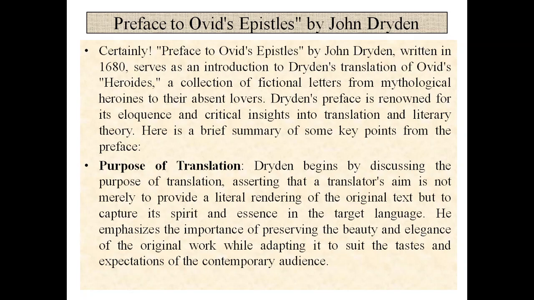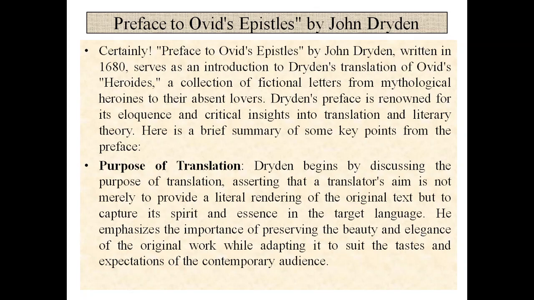So what are the points that John Dryden covers in this regarding translation? First is he defines the purpose of translation. So according to Dryden and according to the preface to Ovid's Epistles by Dryden, he has defined the purpose of translation. तो ये ट्रांसलेशन में क्यों है आप लोगों को? क्योंकि उन्होंने बताया पर्पस ऑफ ट्रांसलेशन ड्राइडन में. So Dryden, he very clearly states that a translator's aim is not merely to provide a literal rendering of the original text, but to capture its spirit and essence in the target language.